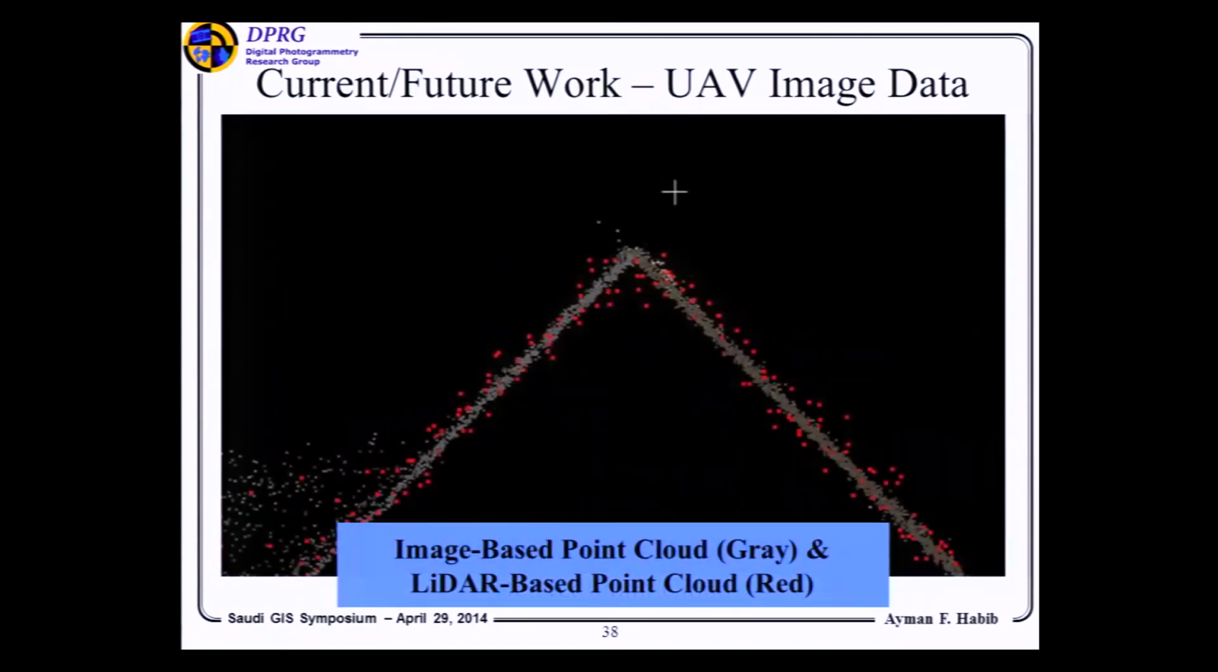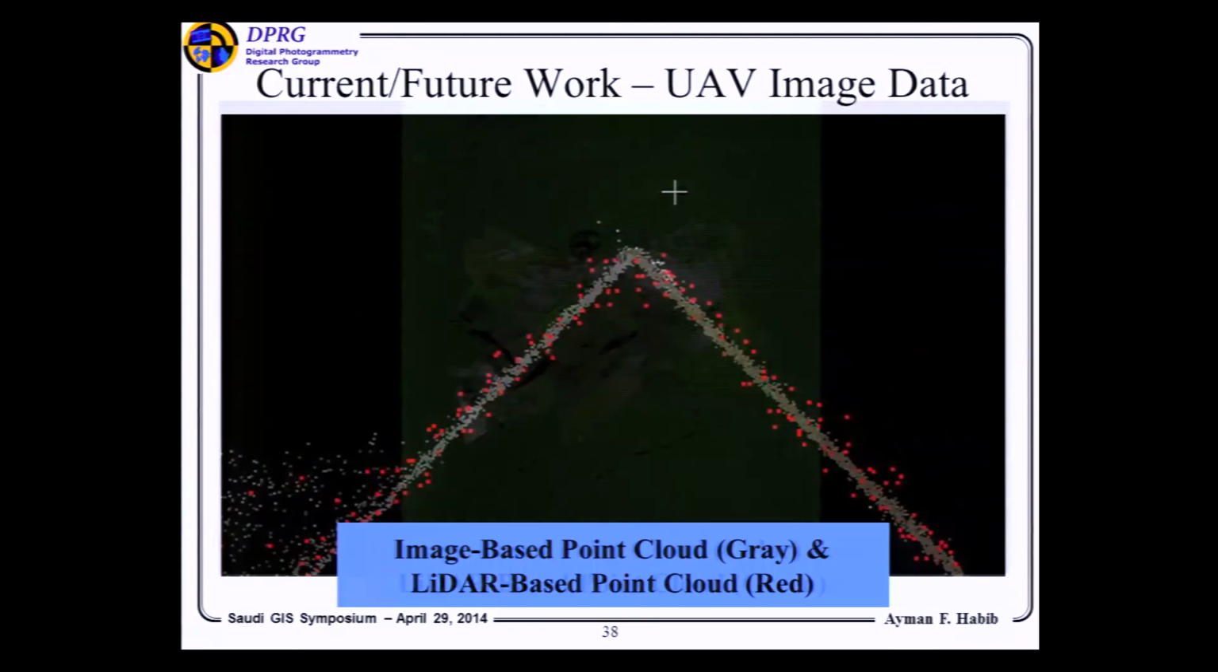So just to tell you how accurate this one is: we have the LiDAR data from the airborne system, which you see here in red, and from the UAV, you see it in gray. The UAV data is actually much more accurate than the LiDAR, and the quality of fit between them is in the order of 7 centimeters.